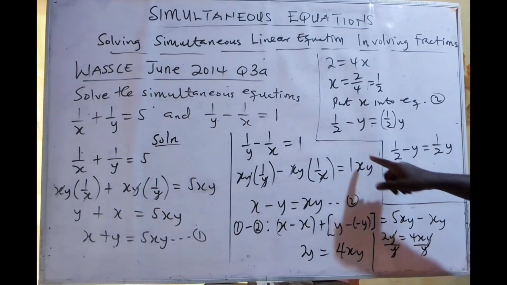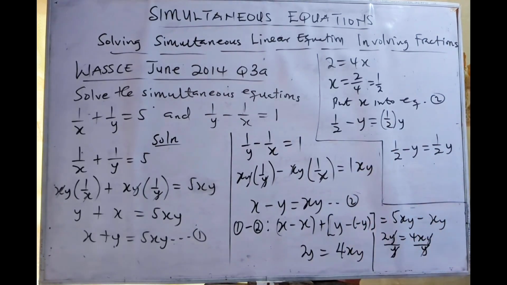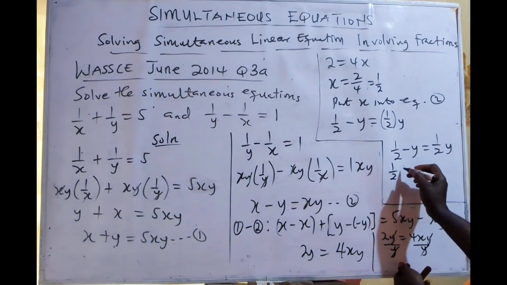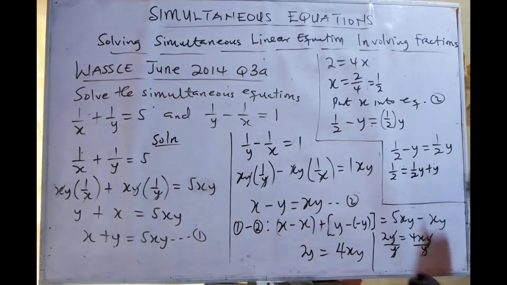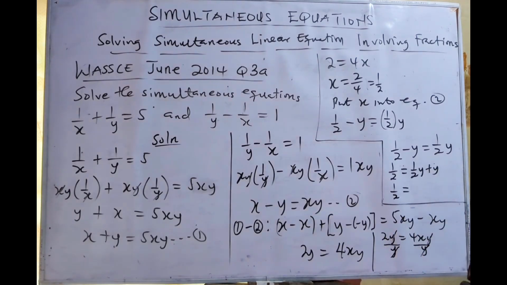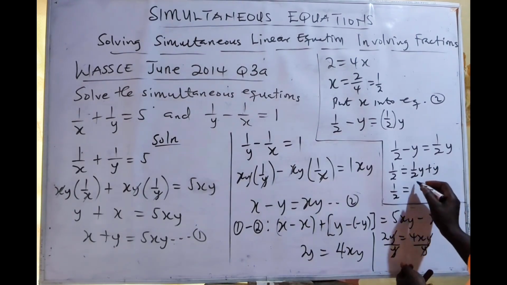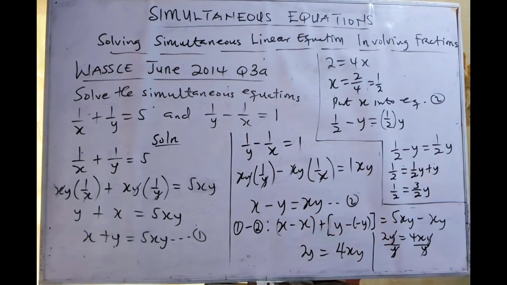So 1 over 2 minus y equal to 1 over 2 times y. Okay, so I have this. So let me group like terms. Let me bring the y to this side. Now 1 over 2 to be equal to 1 over 2y plus y. Okay, so I have this. And I have 1 over 2 to be equal to 1 over 2 plus 1y will give me, I think, 3 over 2, so 3 over 2y. So that is what I'm going to have. So what do we do next?